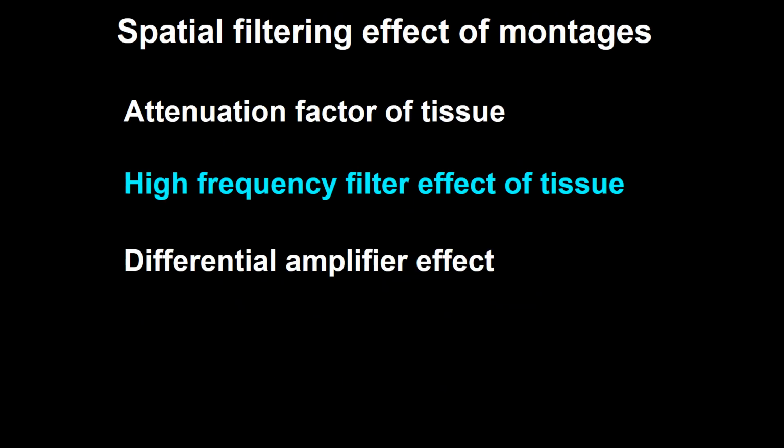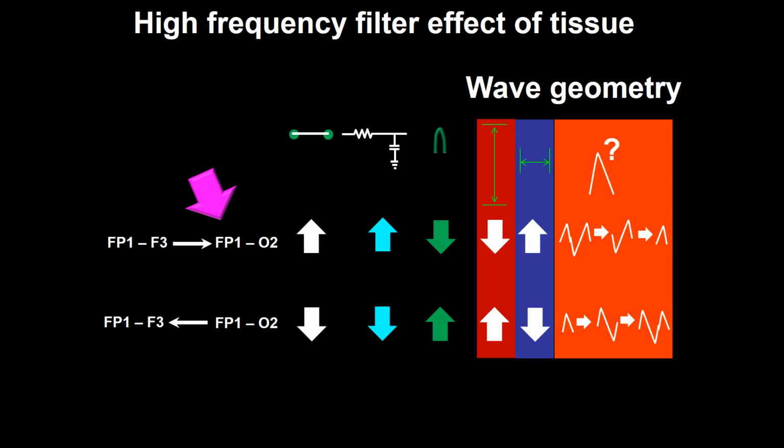The second factor influenced by distance is the high frequency filter effect of tissue. We have alluded to this a few minutes ago. The tissue preferentially behaves like a fast frequency filter, as I previously stated. Thus, the fast frequency filter effect of tissue when going from FP1 to F3 towards FP1 to O2, that is, when the distance between the electrodes increases, the high frequency filter effect will also increase.